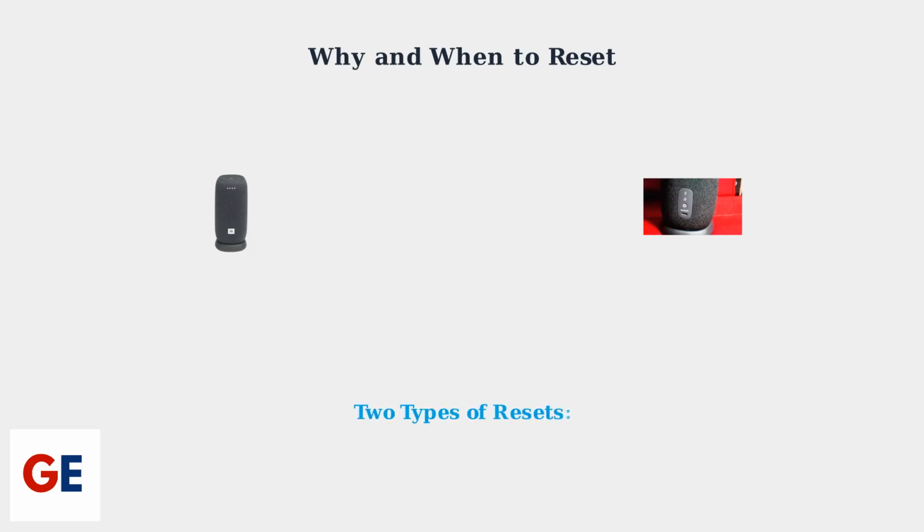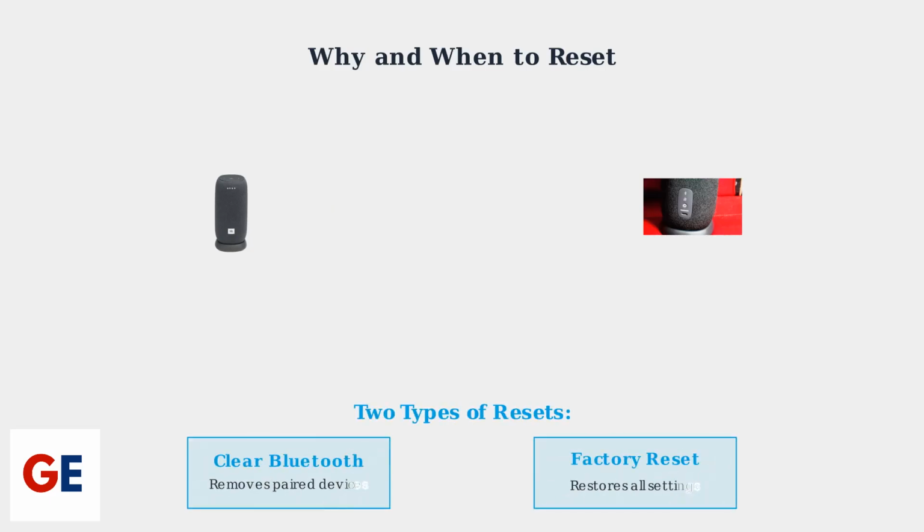There are two main types of resets available for your JBL Link Portable, each serving a different purpose in troubleshooting your speaker issues. The first option is clearing Bluetooth paired devices, which removes the list of previously connected devices. This is useful when you're having trouble pairing with a specific device or when the speaker's memory is cluttered with old connections. The second option is a full factory reset, which restores the speaker to its original factory settings.